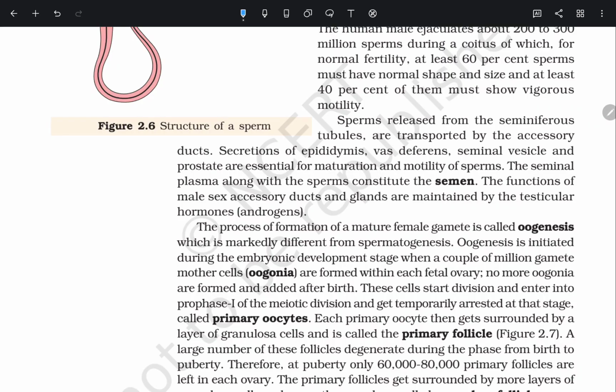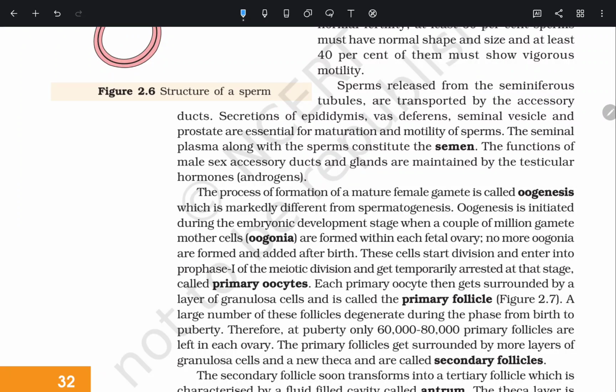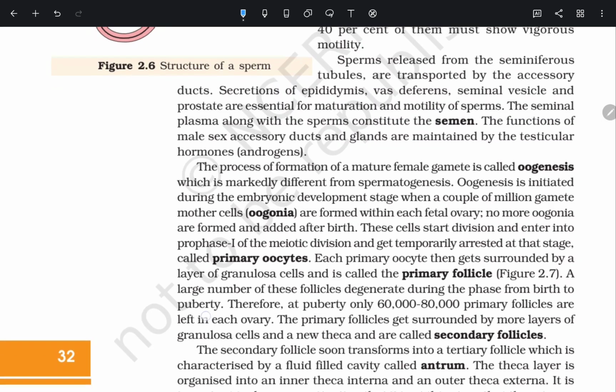Sperms released from the seminiferous tubules are transported by the accessory ducts. Secretions of epididymis, vas deferens, seminal vesicles, and prostate are essential for maturation and motility of sperms. The seminal plasma along with the sperms constitute the semen. The functions of male sex accessory ducts and glands are maintained by the testicular hormones, androgens.